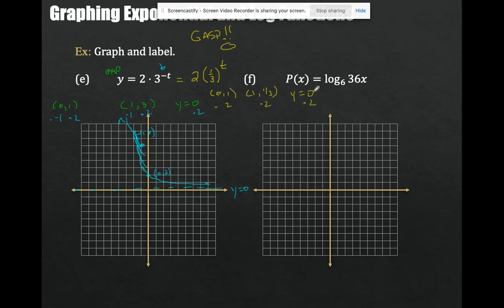What would you get? Y, 0 times 2 is still 0. But you'd get the point 1 comma what? 2/3. Well, guess what? 1 comma 2/3 is on this graph. What would you get here? 1 times 2 is 2. Same y-intercept. If you put 2 times 3 to the negative x and 2 times 1/3 to the x in your calculator and graph them, you will get the exact same graph. That's the power of a legal rewrite.